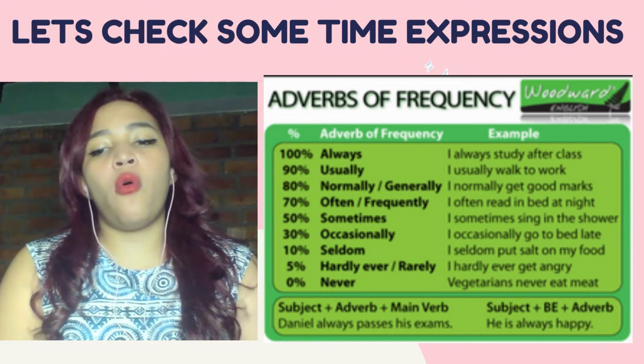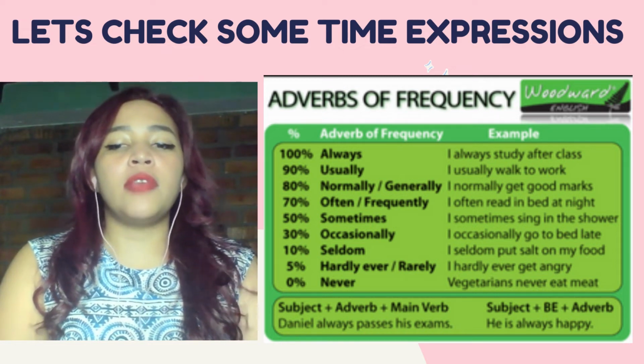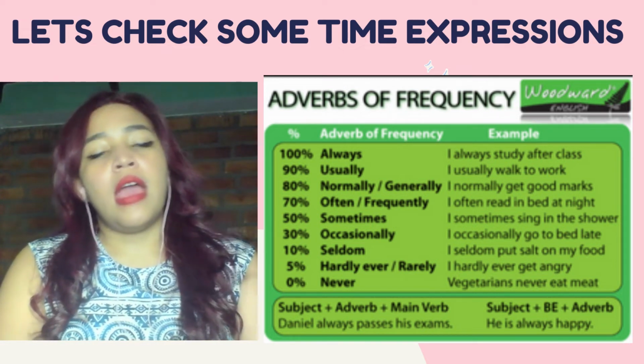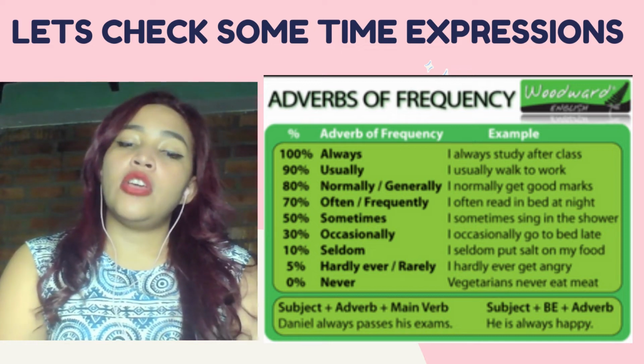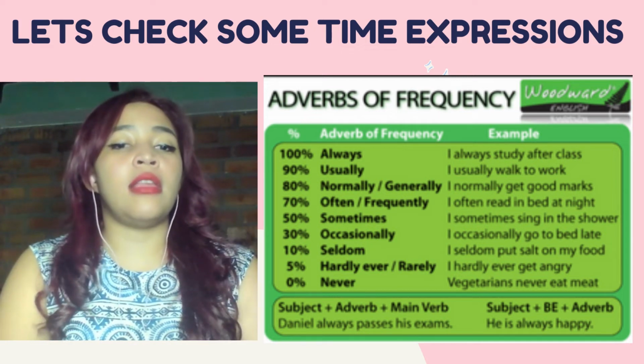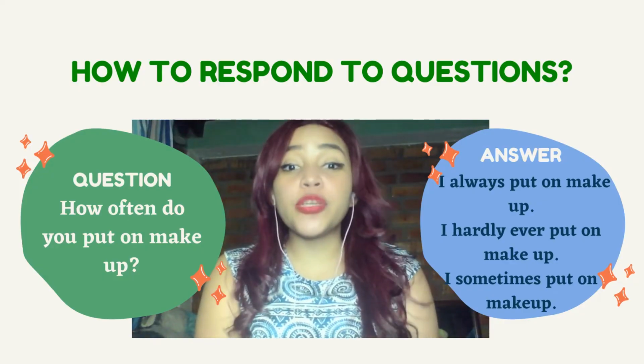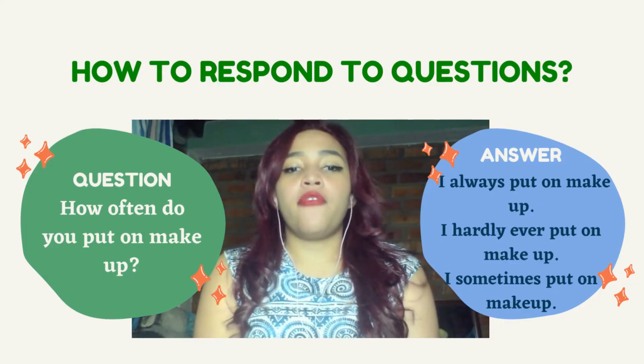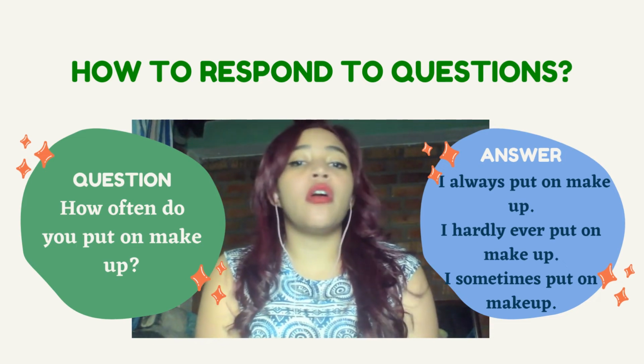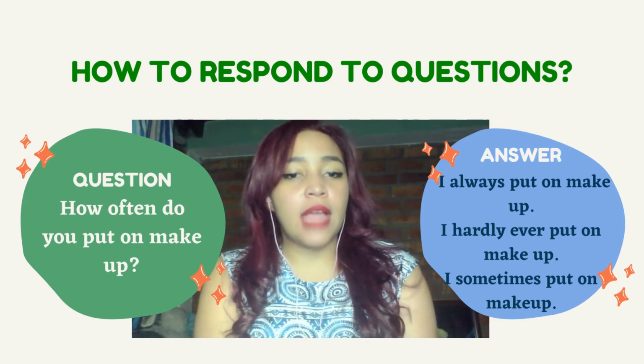And remember that you can always add subject plus be plus adverb. He is always happy. She is occasionally working. Okay? Now let's respond to questions. For example, as I mentioned, we're going to be using frequency adverbs.